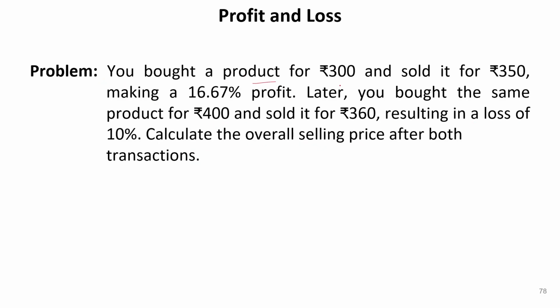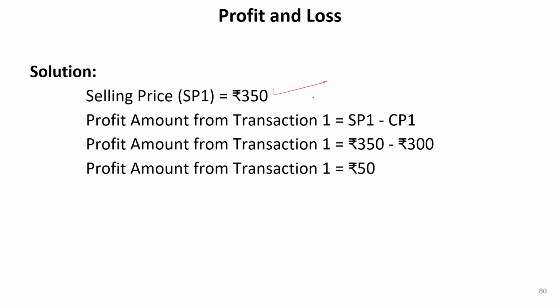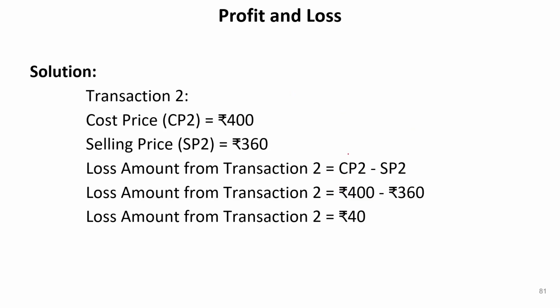So you bought a product for 300 rupees and sold it for 350 rupees, making a 16.67% profit. Later you bought the same product for 400 and sold it for 360 rupees, resulting in a loss of 10%. So calculate the overall selling price after both transactions. Calculating the profit and loss from each transaction. CP1 is 300, SP1 is 350, and profit from transaction 1 will be SP1 minus CP1, that is equal to 50 rupees.